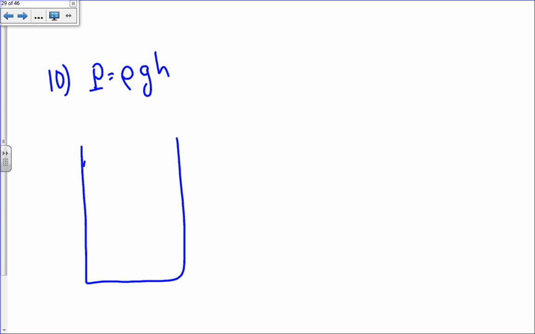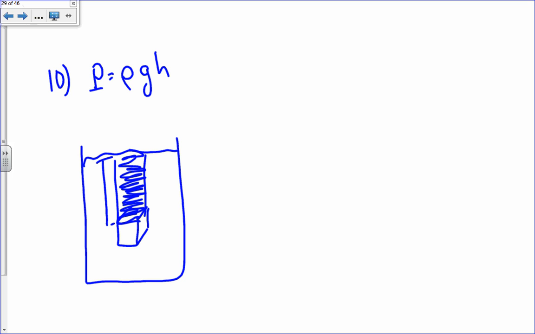Remember, if I had a container and a block in it, the pressure at this point is equal to the weight of the material that sits on top of this column above that object. It's a certain height h, and that pressure is equal to the weight of that column over the area. We showed this in class, but it's equal to rho times g times h. So when you go deeper underwater, your pressure increases, and as you go up in the atmosphere, your pressure decreases.